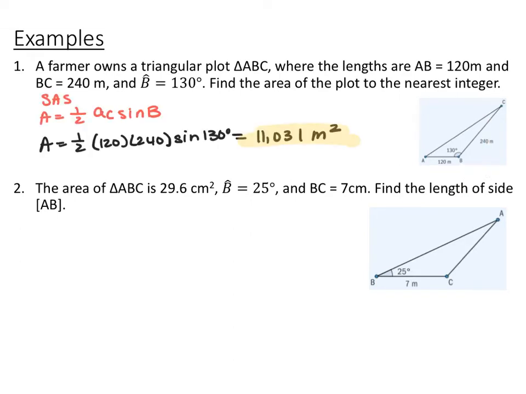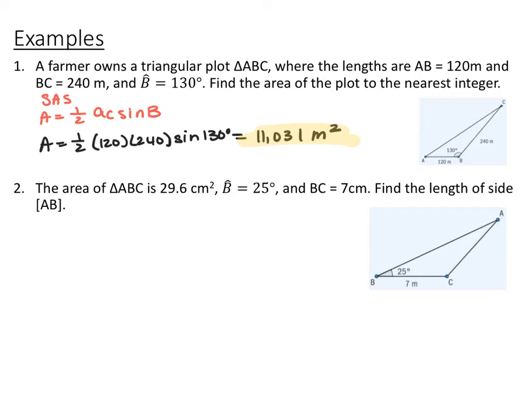This is just the straight side angle side area of a triangle formula. Area is equal to 1/2. In this case, the letters that we have are AC sine of angle B. I plugged in 120, 240, and 130 degrees and got the area is 11,031 square meters.